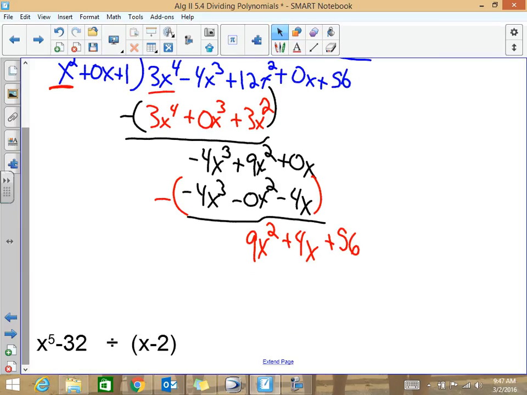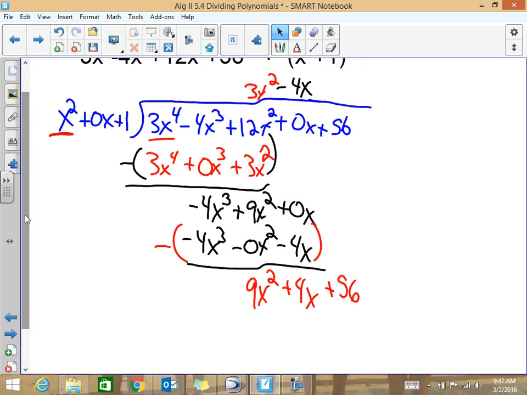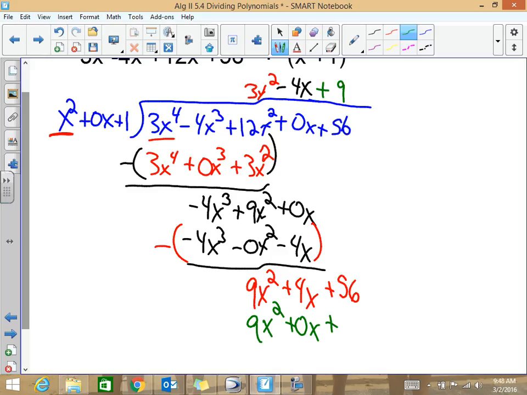Okay, so what do we have? So what can we multiply x squared by to make it 9x squared? 9, right? So again, we're going to write a 9 up here, and it should be over the constant term, which it is. It's over 56. So now we distribute that 9. So 9 times x squared gives us 9x squared. 9 times 0x gives us 0x. 9 times 1 gives us 9.